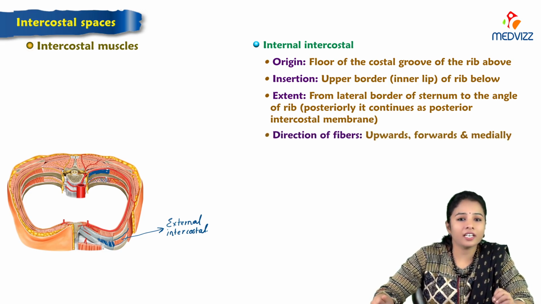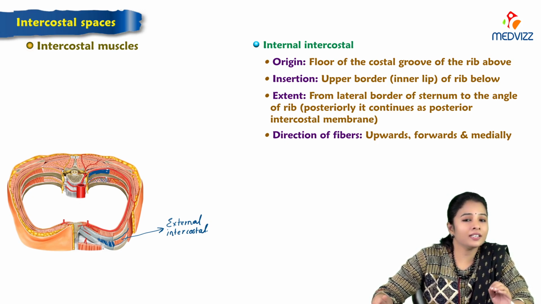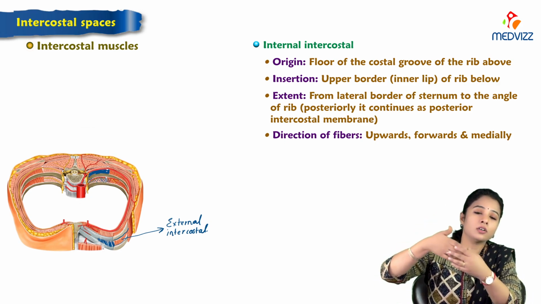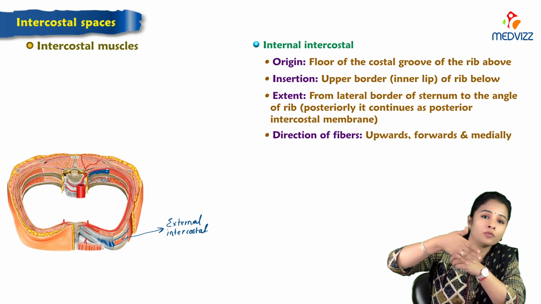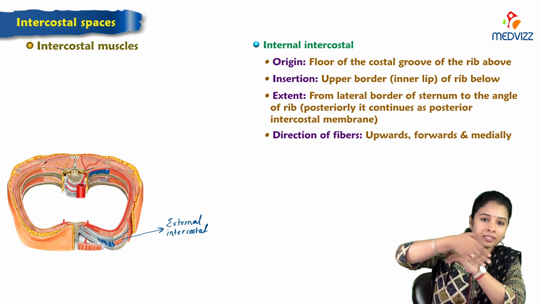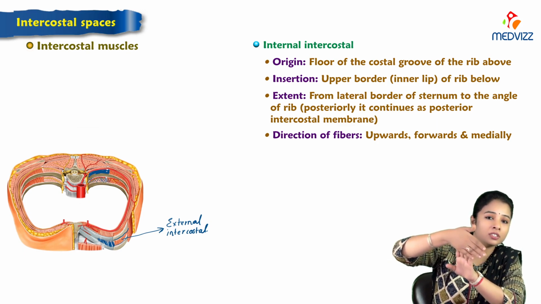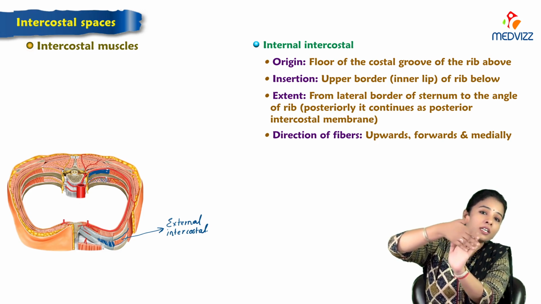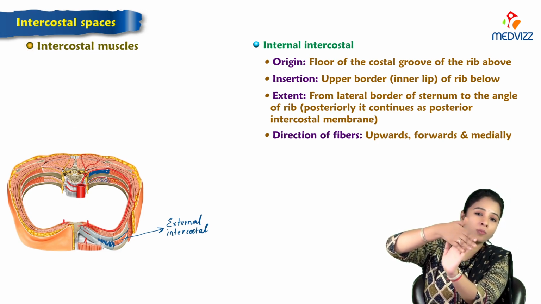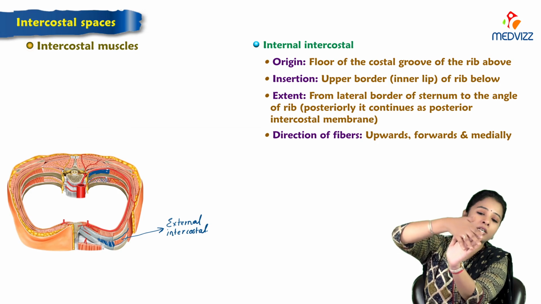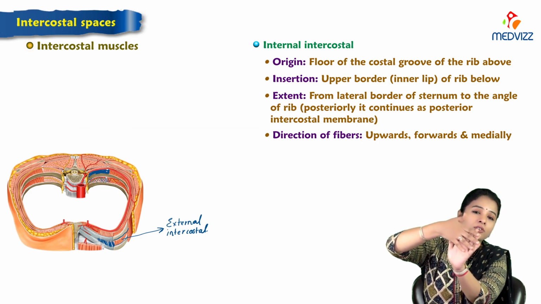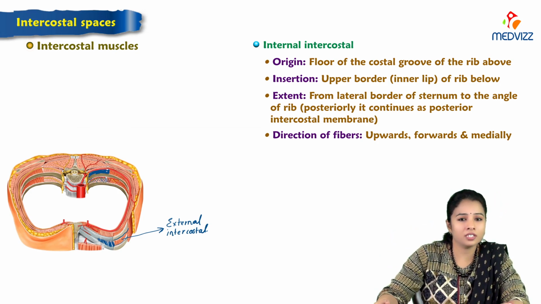So if we see the direction of this muscle, it is exactly at right angles to the external intercostal muscle. External intercostal muscle runs forwards, downwards, medially like this, how we keep our fingers in the pocket. Whereas internal intercostal is exactly opposite, upwards, forwards, medially like this. So they are at right angles to each other.